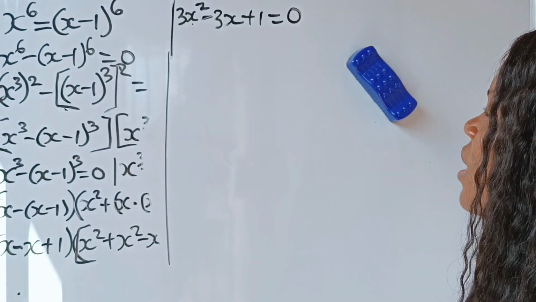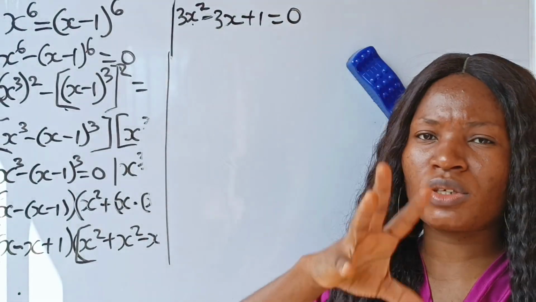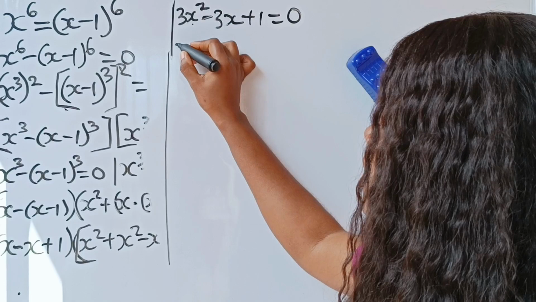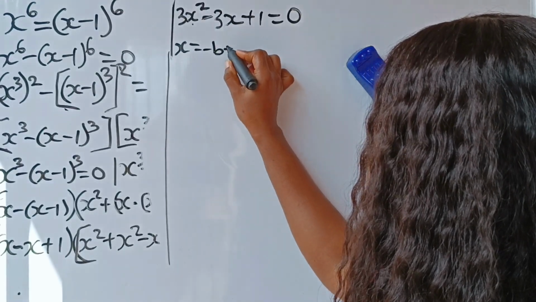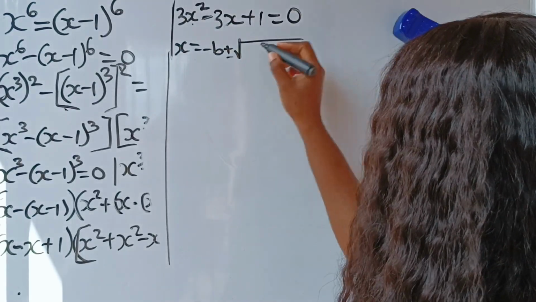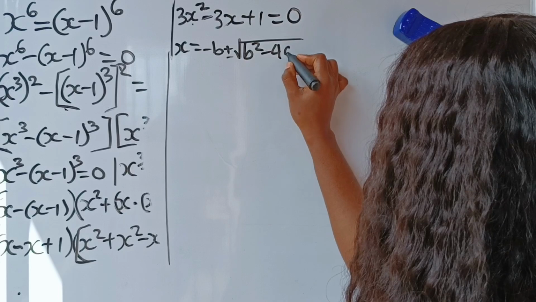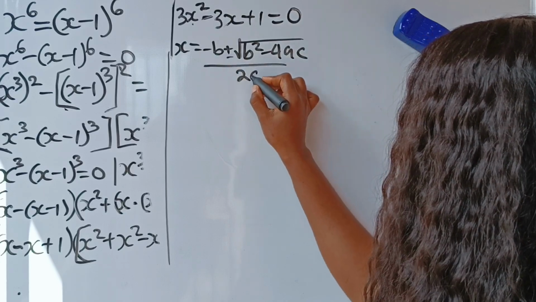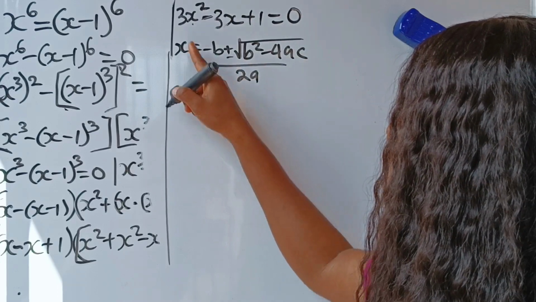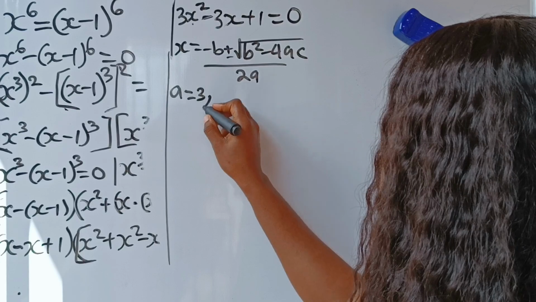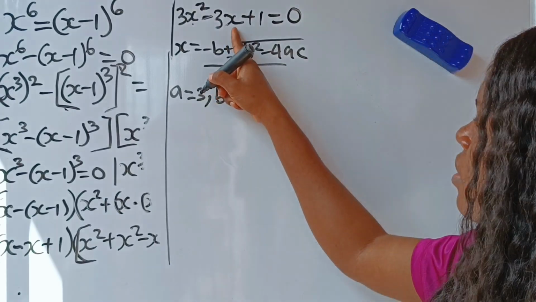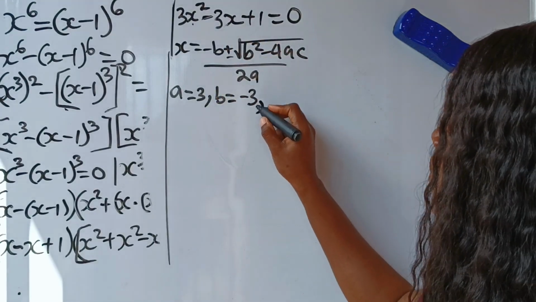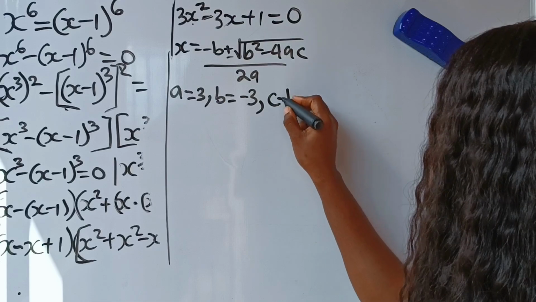So let's continue then. We are going to solve this using the quadratic equation formula that says that x is equal to minus b plus or minus the square root of b squared minus 4ac, everything divided by 2a. Now, what is our a? The coefficient of x squared, which is 3. What is our b? Coefficient of x, which is minus 3. And our c is our constant, which is 1.